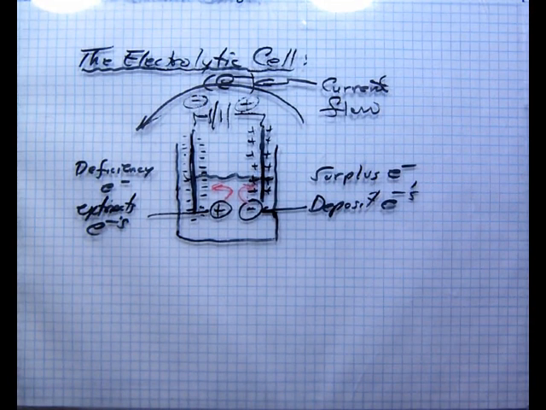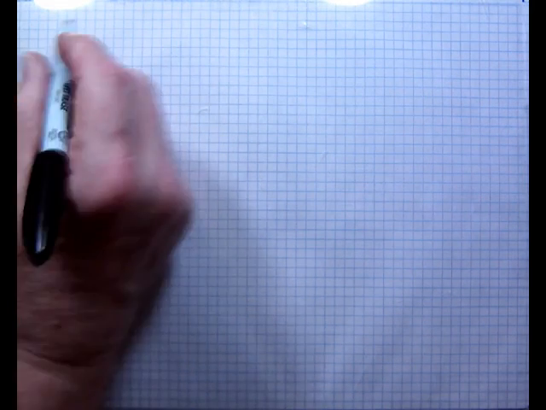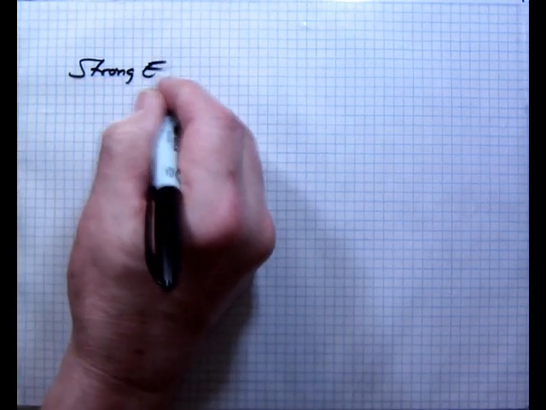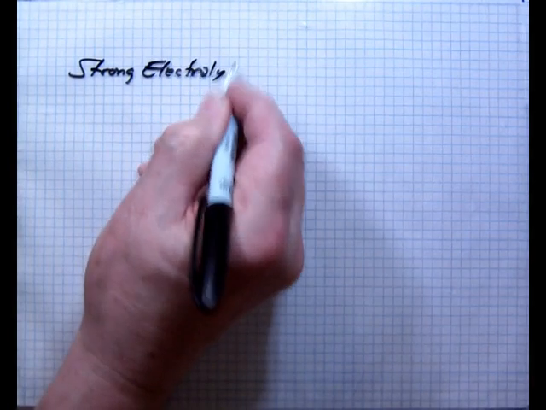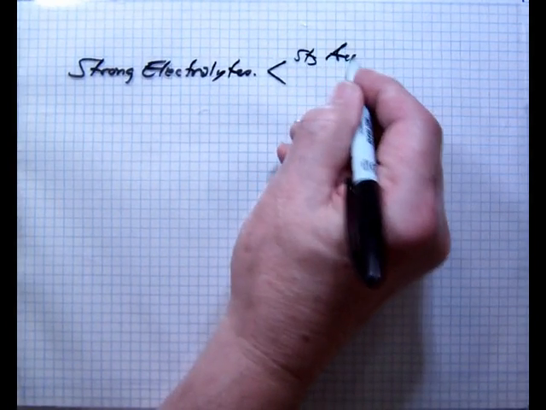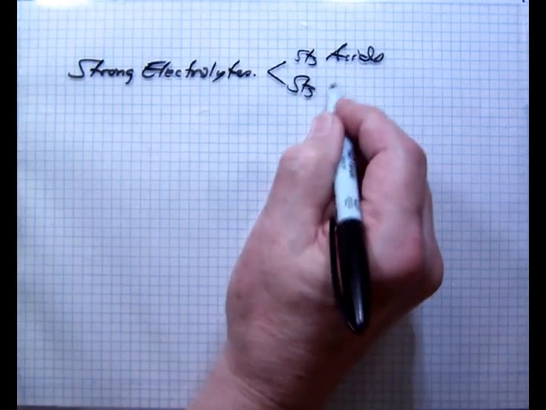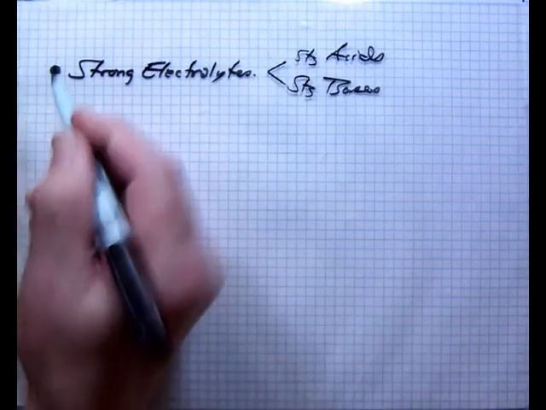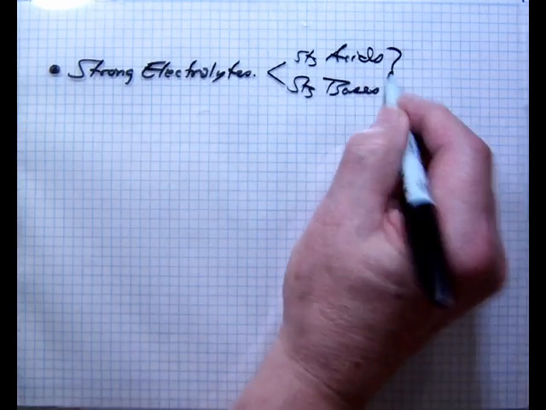That's good enough. These are, of course, electrodes, anode, cathode, but we'll get to that later. As acids or bases are electrolytes, we have strong electrolytes, which would be strong acids and strong bases. Strong electrolytes are characterized by 100% ionization.